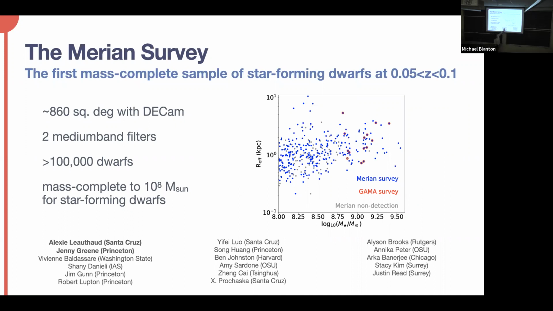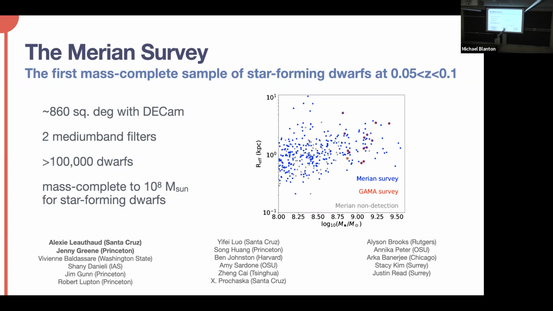To give you a more visual idea of what that means, here I'm showing mass-size. The blue points are detections or expected detections in the survey. The red points are the equivalent scaling for the GAMA survey, scaled to the volume probed by GAMA in this redshift range, just to compare apples to apples. And then the gray are non-detections in our medium band, so either not star forming vigorously enough or outside of the surface brightness limits that we expect.